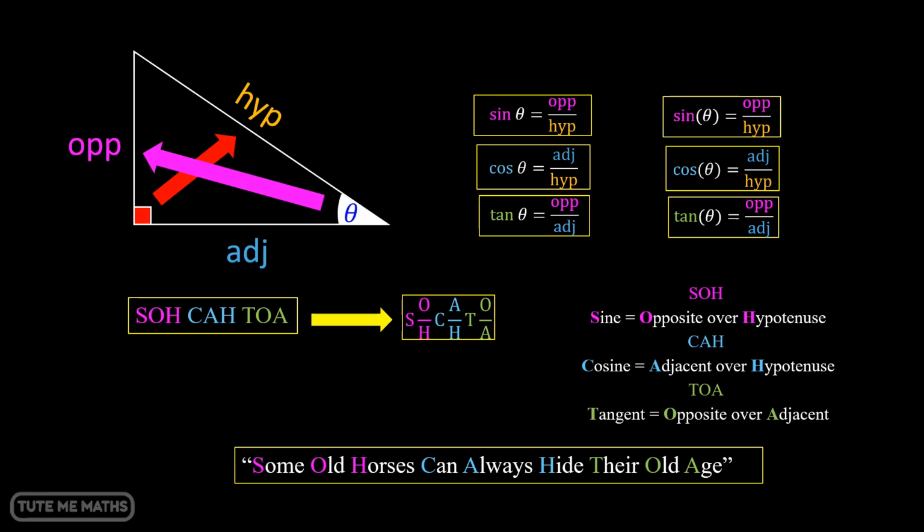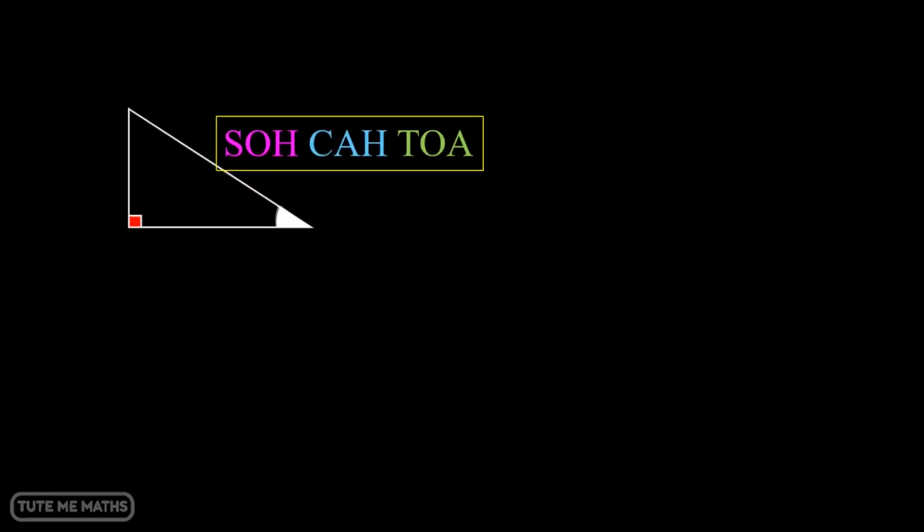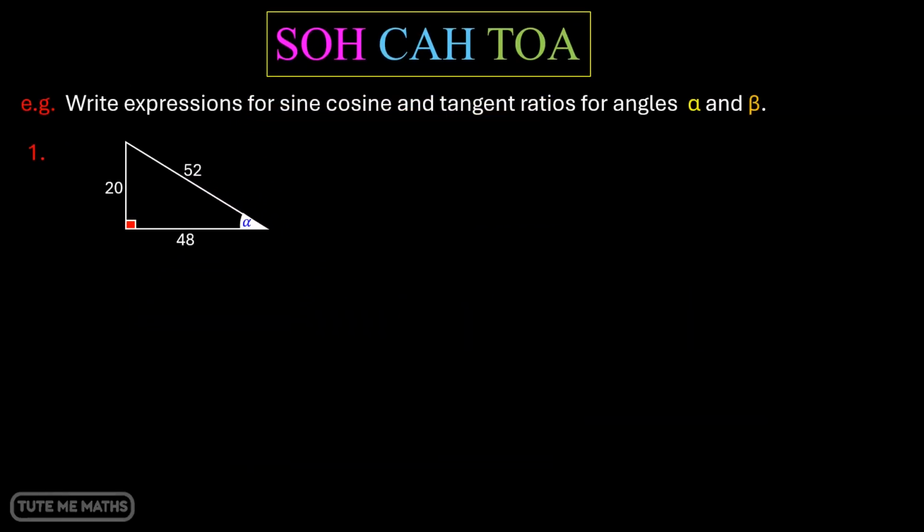Depending on the information provided, there are different ways you might be asked to write the value of each ratio. Let's do some examples. Following the recommended procedure, first we label the hypotenuse, then the side opposite to the angle we are using, which is alpha in this case, and finally we are left with the adjacent side. Now we can read the values of the three ratios. Sine alpha is equal to 20 over 52, which simplifies to 5 over 13.